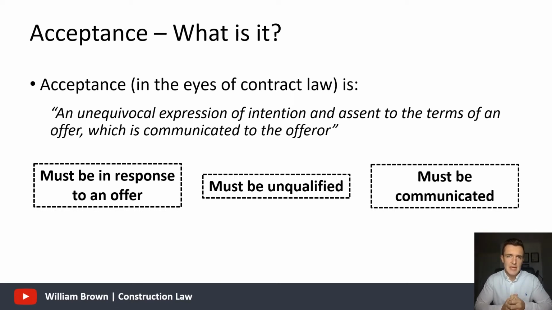So that's the first key part. It has to be unequivocal. It cannot be qualified, of intention and assent to the terms of an offer. So again, in response to the offer that was being made, which is communicated to the offeror, who is the party making the offer. So again, the acceptance comes from the offeree in response to the offeror.